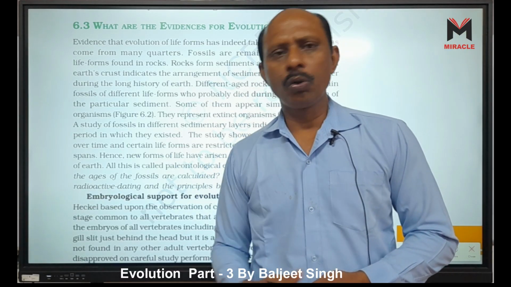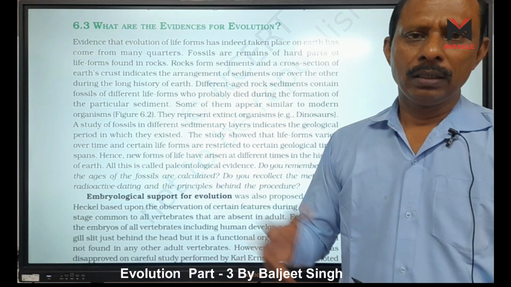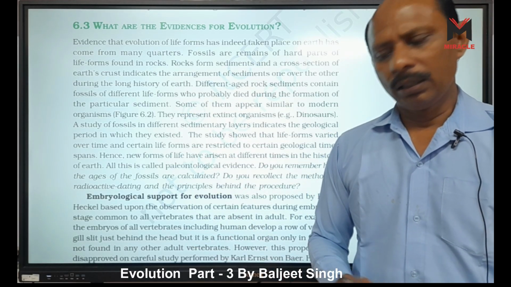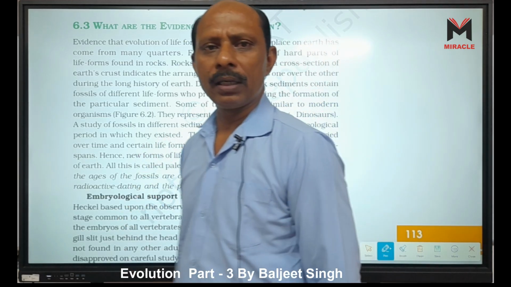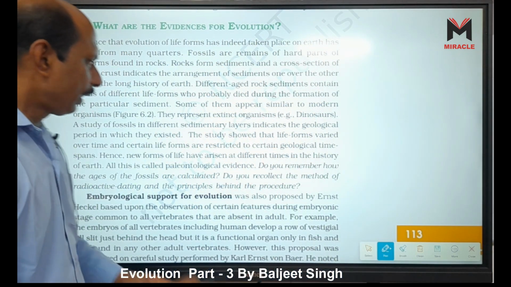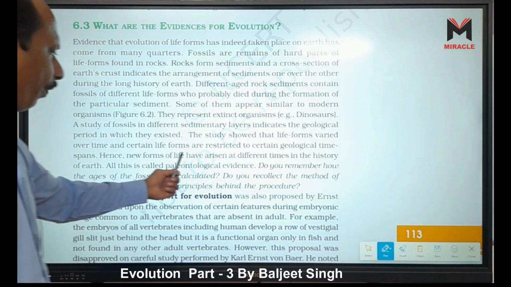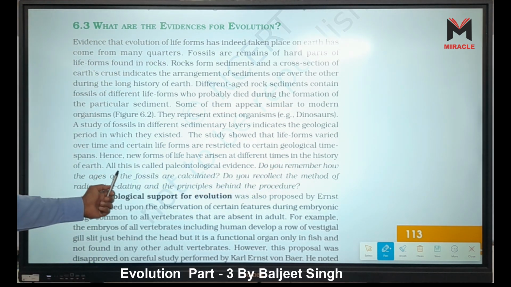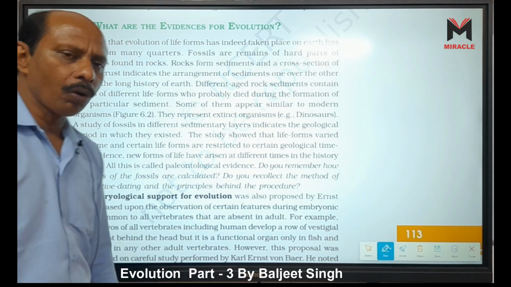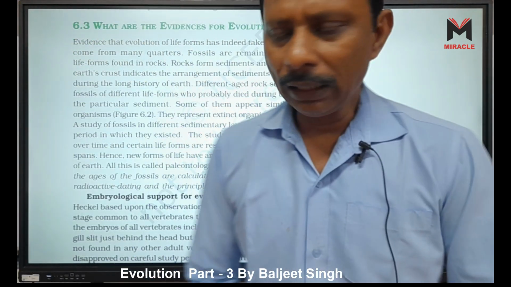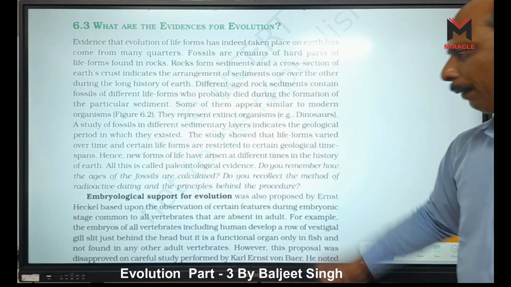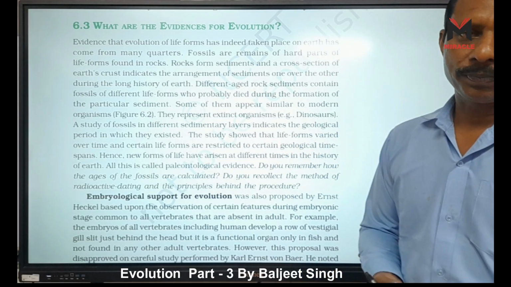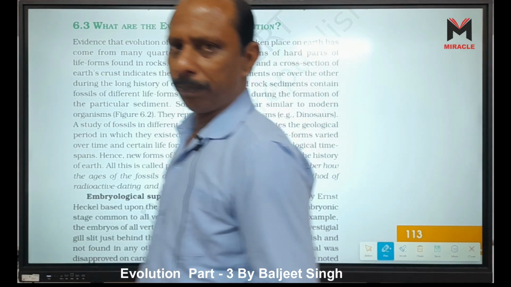Jurassic means dinosaurs and reptiles are dominant. New life forms have arisen at different times in the life history of Earth. All these are called paleontological evidences, and the study of fossils is called paleontology.